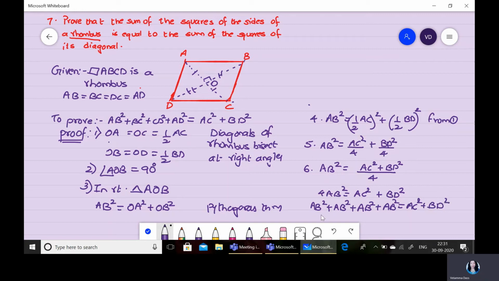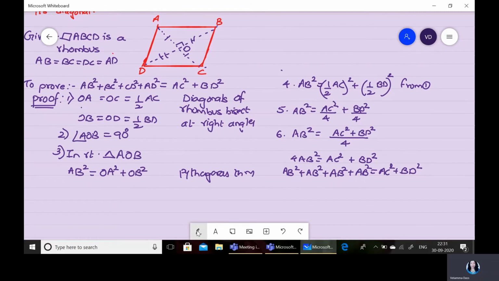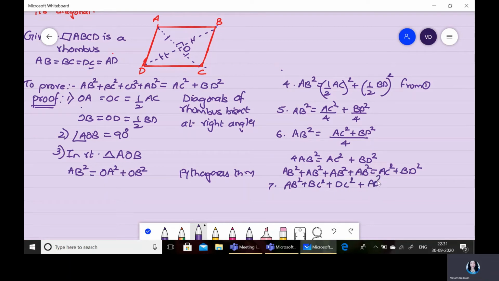Here you can find, we all know that ABCD is a rhombus, so AB is equal to BC. We can also replace AB with DC, and we can also replace AB with AD. So as from the given, we can write statement number 7: AB square, one AB I'll replace with BC, one AB with DC, and one AB with AD, because the sides of the rhombus are all equal. And here I can write the reason as given. I hope, students, you have understood.